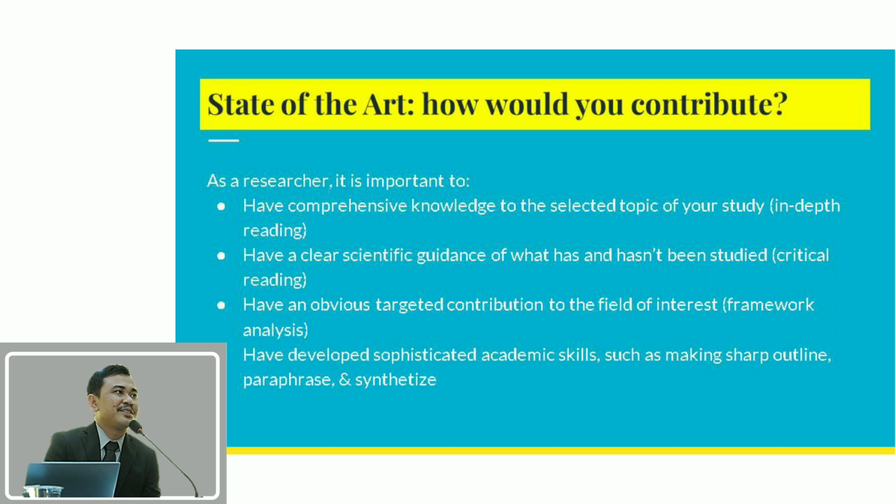Once you have comprehensive knowledge, it can be said that you have a very strong capacity to explain the selected topic you are trying to study. It means you have so much information in your mind about the topic or the research area. The second thing is you have to have clear scientific guidance of what has and has not been studied in the research area you are interested in. So here you need to have critical reading activities.